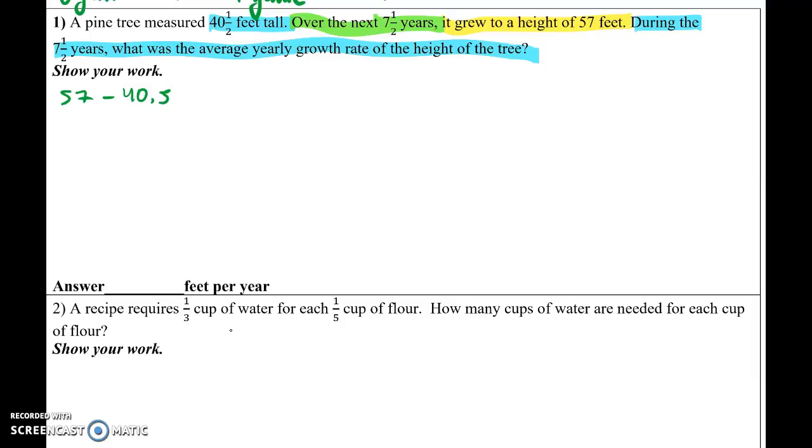So 57 minus 40.5, that's going to give me 16.5 feet. And this is how much it grew in 7.5 years. All right, so 16.5 feet in 7.5 years. And if we go back to that scenario that we were talking about, so we have 4 inches, right? You went from 60 inches to 64 inches. 4 inches in 2 years means 2 inches in 1 year.